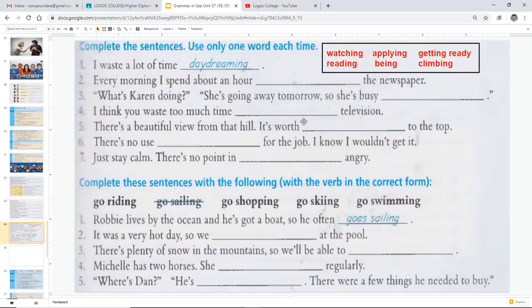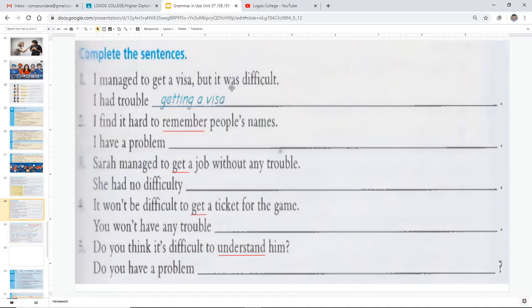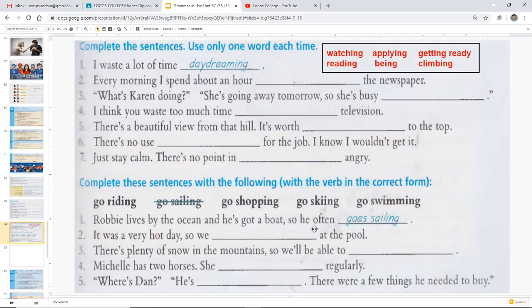And then 61.4 and 61.5, right? So your homework is 61.3, 61.4, and 61.5. In 61.4, these are the verbs you need to use in this box up here in red. All right, please use each one time. Use only one word each time. One word, one time. And 61.5, please use these expressions, all right? Be careful here. It says complete these sentences with the following with the verb in the correct form.